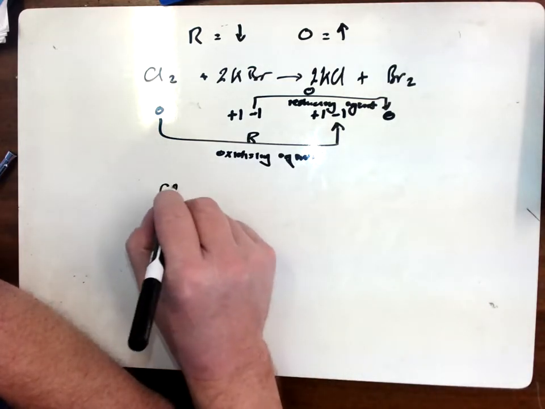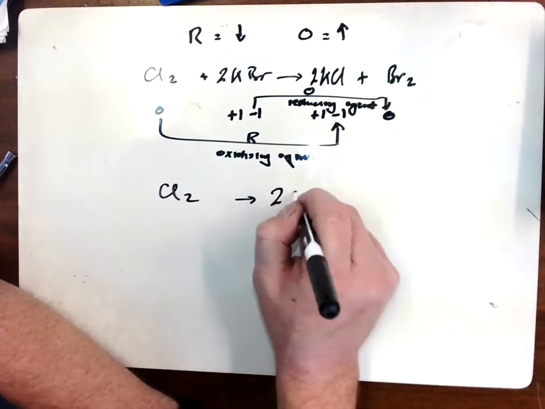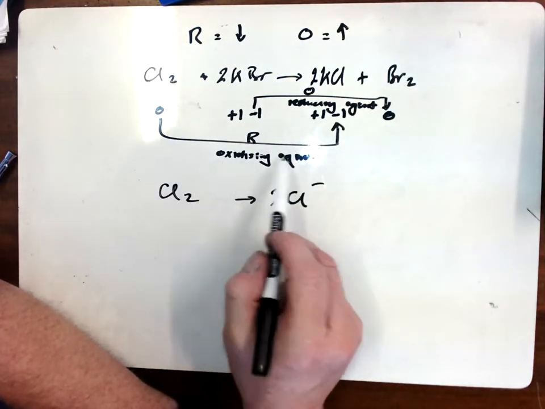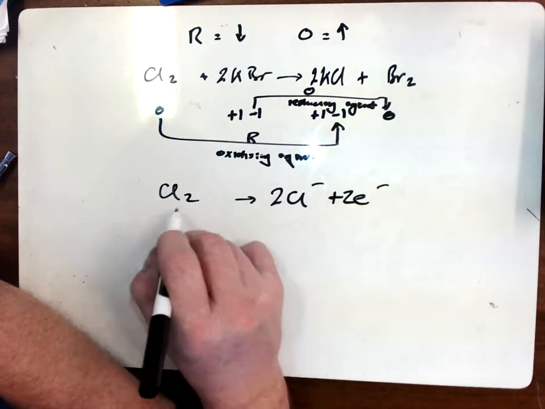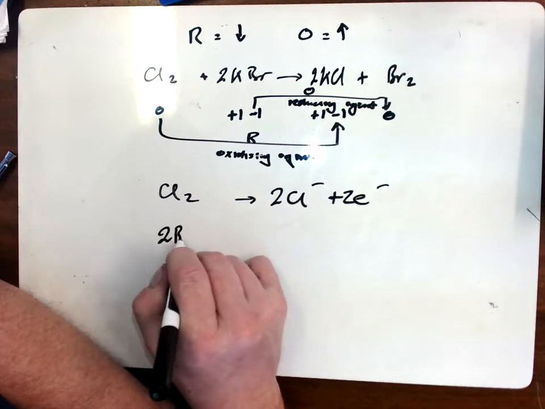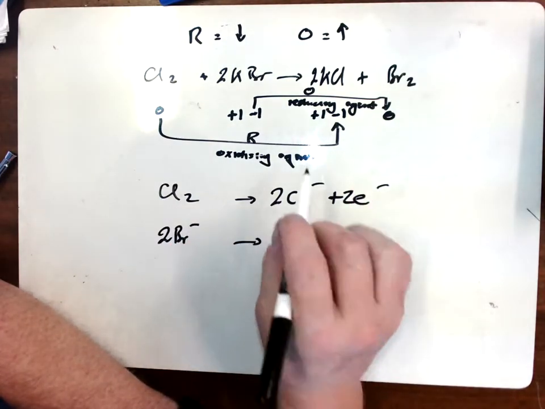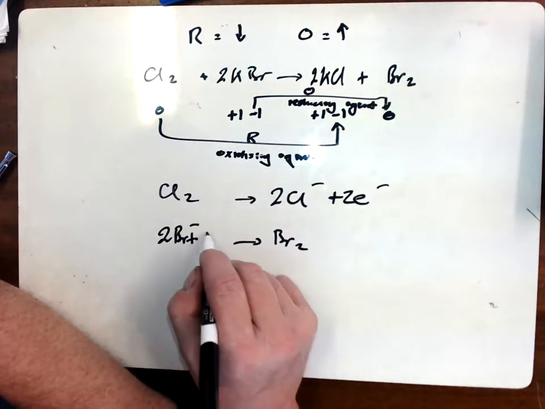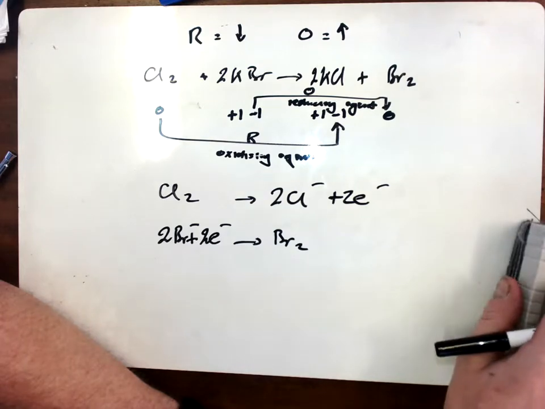We could further pull the half equations out of this. So chlorine, Cl2 goes to chloride, okay, 2Cl minus. It has been oxidized, it's lost electrons, so it has lost, in this instance, 2 electrons, whereas bromide ions go to bromine. They have been reduced, they must have gained electrons, and they have gained the 2 electrons that were lost up here. Okay.